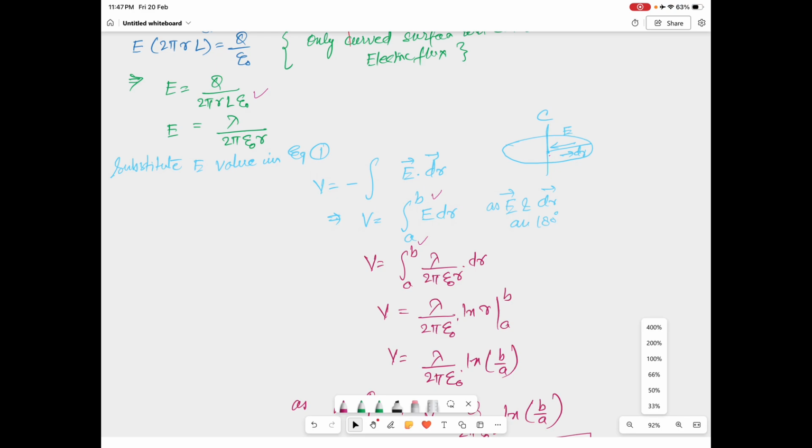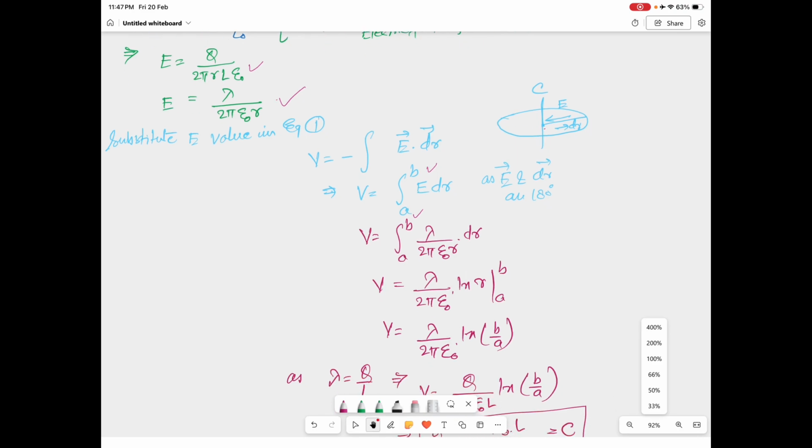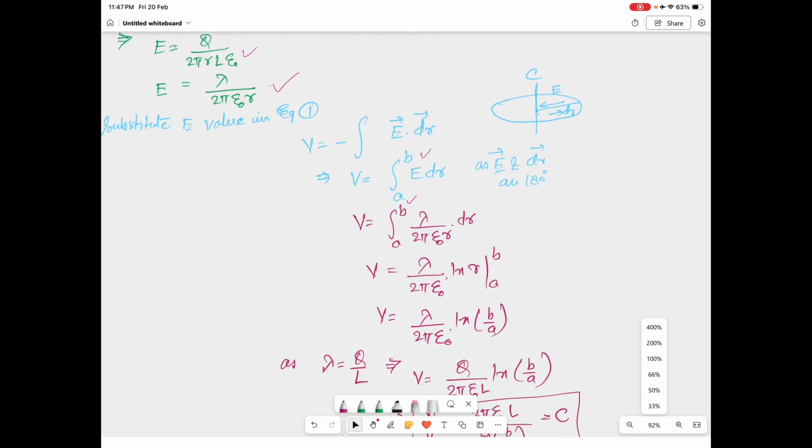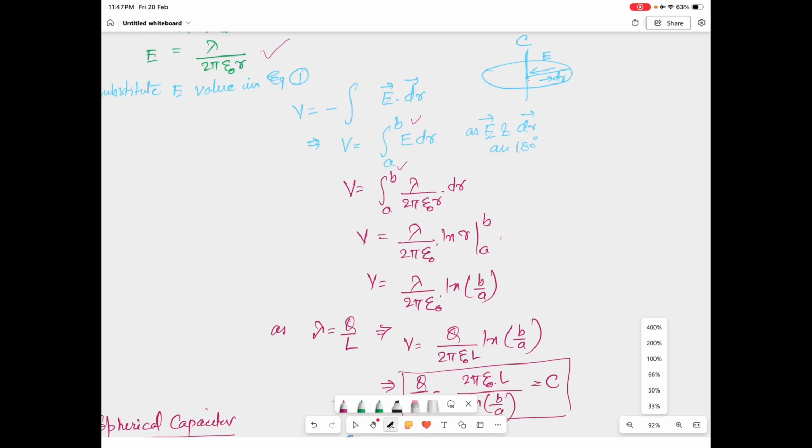So I have substituted the value of E which I got from Gauss's law, lambda upon 2 pi epsilon naught R dr, and then we have solved it by using integration. So it is integral 1 by R dr, which is nothing but log of R to the base e, with limits from A to B.